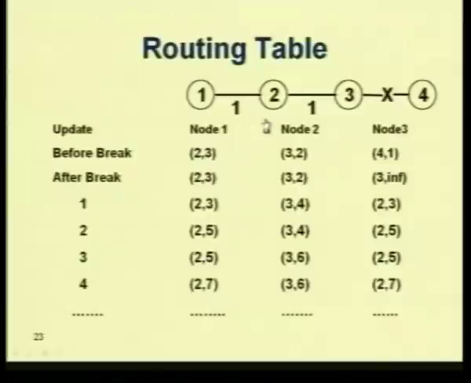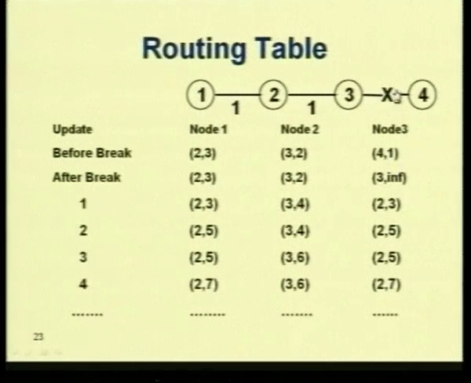Now, with respect to connectivity to node number 4, let us look at the information that will be maintained at 1, 2 and 3. Node 1, before the break, would think that it can reach node 4 through node 2 in 3 hops, 1 plus 1 plus 1. Node 2 similarly will have information that it can reach it through 3 in 2 hops. Node 3 has a direct connection to 4 with a distance of 1 hop.